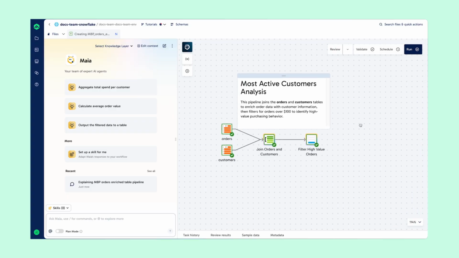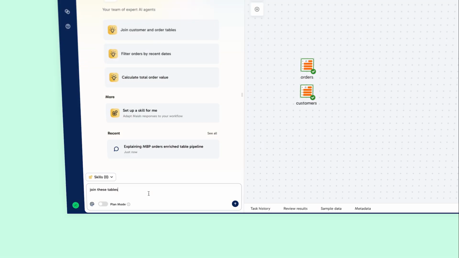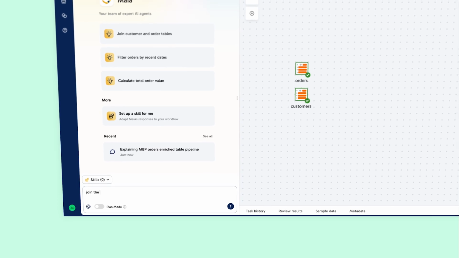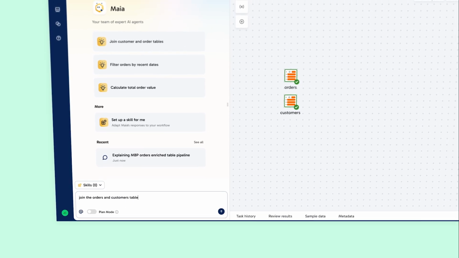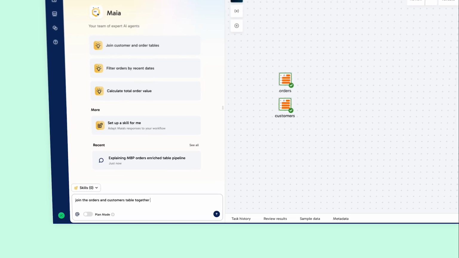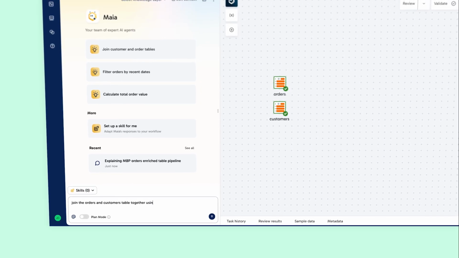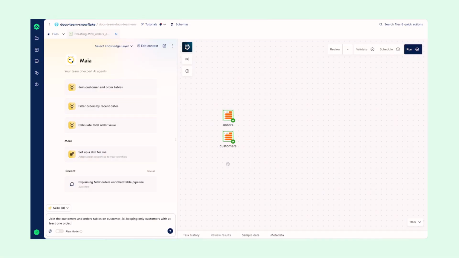So let's take a look at some example prompts that could be improved. In this example, we are going to ask Maia to join two tables together. Instead of saying, join these tables, we will try being more specific about the exact tables, the join key, and the rule for which records to keep.